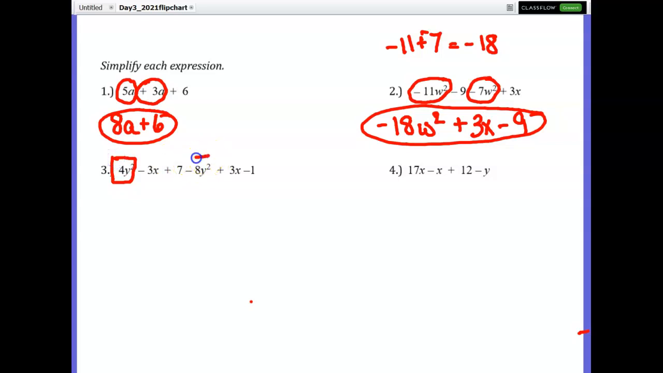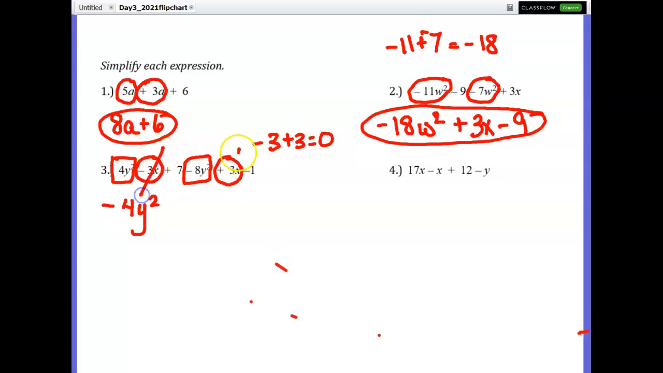All right, number 3, I'm going to take 4y squared. I'm going to combine it with a negative 8y squared. Again, I look at the coefficients. 4 minus 8 is a negative 4. So a negative 4y squared. Now I'm going to do my 3x. I've got a negative 3x, and then I've got a positive 3x. Well, if I look to the coefficients, negative 3 plus 3, I get 0. So actually, these cancel out, because if I had 0x, that's the same as 0. So they just cancel out. Now my constant is 7 minus 1. That's going to be a positive 6. So I write it like that.